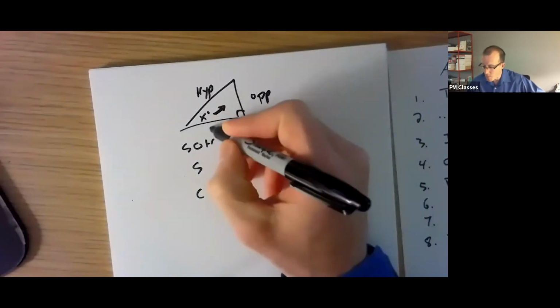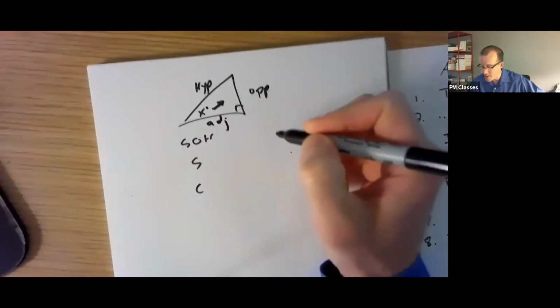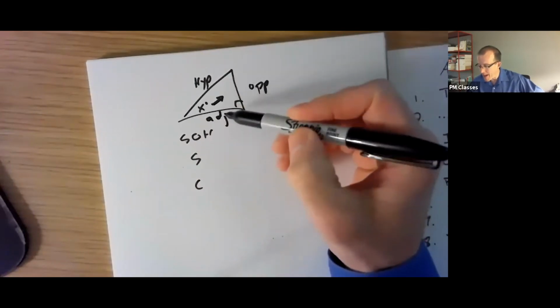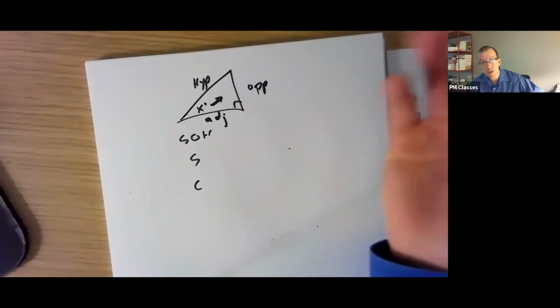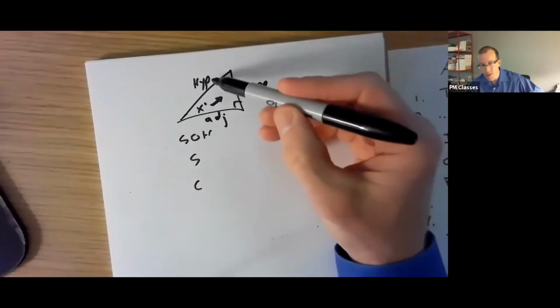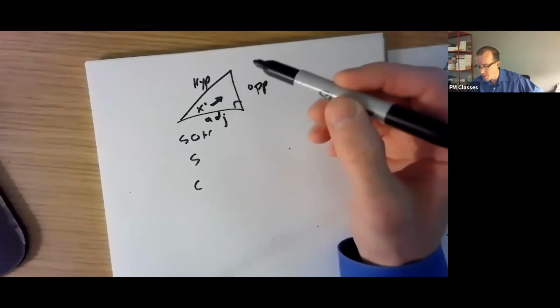Now, we're missing one more side. This side is the adjacent. Sometimes people ask me, how do you know this is the adjacent? Why isn't that one the adjacent? They're both beside angle x, which is true. However, because this is the hypotenuse, it can't also be the adjacent, okay?